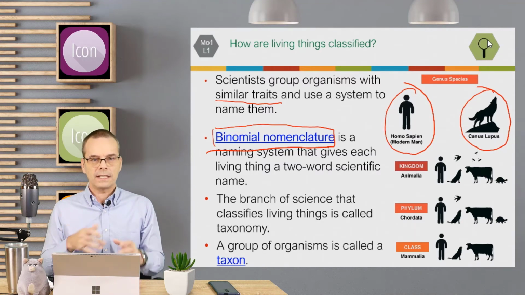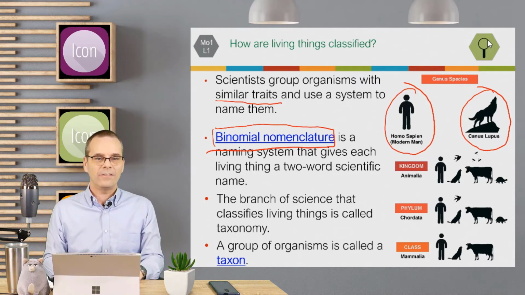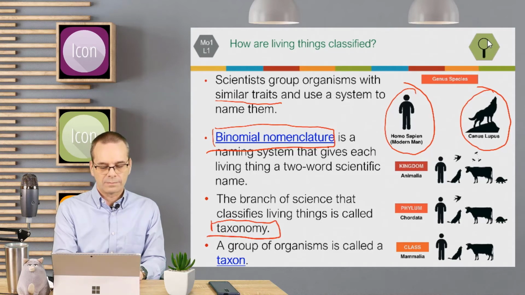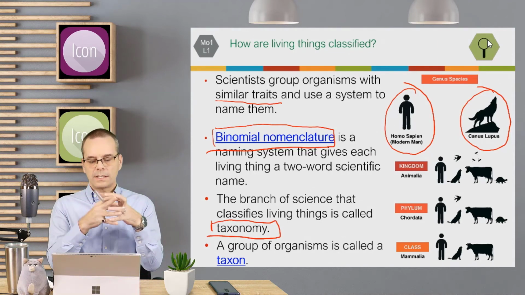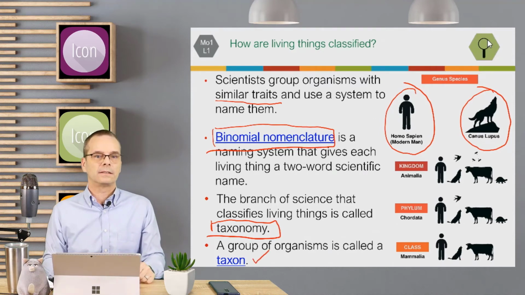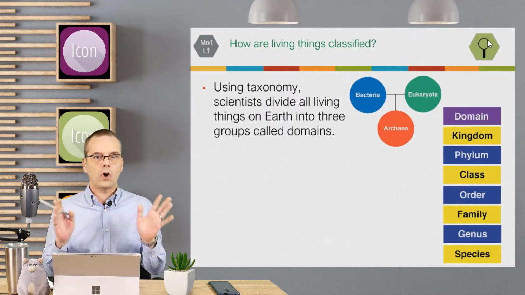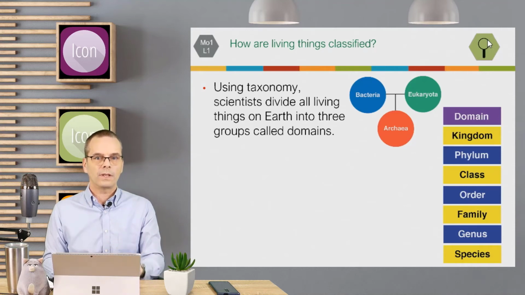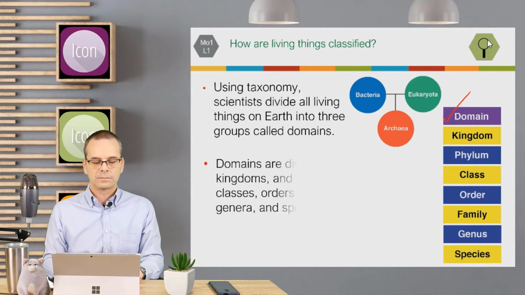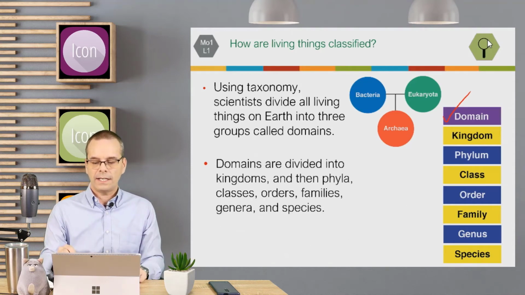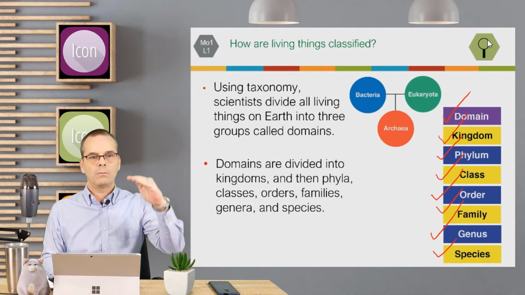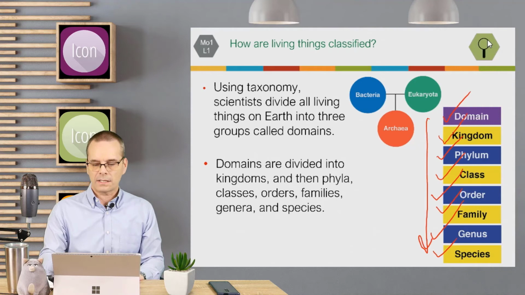So the branch of science that deals with naming all these organisms out there and giving them their names is called taxonomy. And when we group organisms together, it's called a taxon. Now, using taxonomy, science has divided all living things on Earth into three groups that they call domains. All right? Domains are divided into kingdoms, and then phyla, then classes, order, family, genus, and species. So it just keeps getting more and more specific as you work down the list.